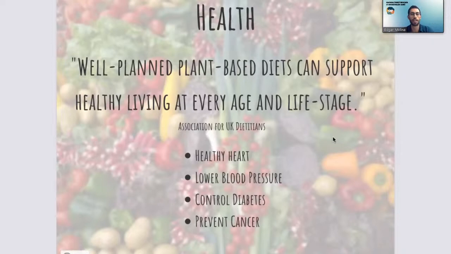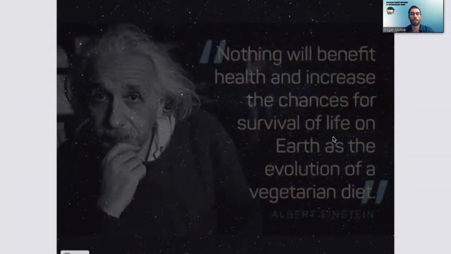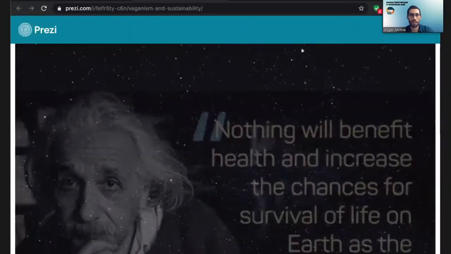And it can actually help you have a healthy heart, lower the blood pressure, control diabetes, and in some instances even prevent diabetes, colon cancer, and help with prostate cancer and breast cancer. So as Albert Einstein said, nothing will benefit health and increase the chances for survival of life on Earth as much as the evolution to a vegetarian diet. And thank you so much. This was my presentation. I hope you guys enjoyed it.